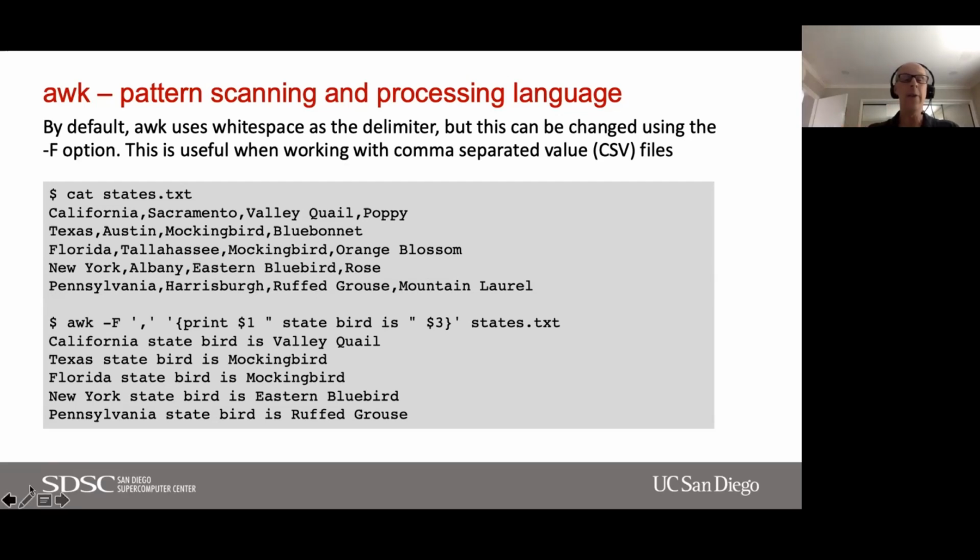So what I could do instead is with that dash capital F option, I could say I want to split on a comma instead of a white space. And like I did in the previous example, I added in a little extra text to make the output prettier. So I've got my print $1, state bird is $3. In this case, we get California state bird is valley quail, Texas state bird is mockingbird, and so on.